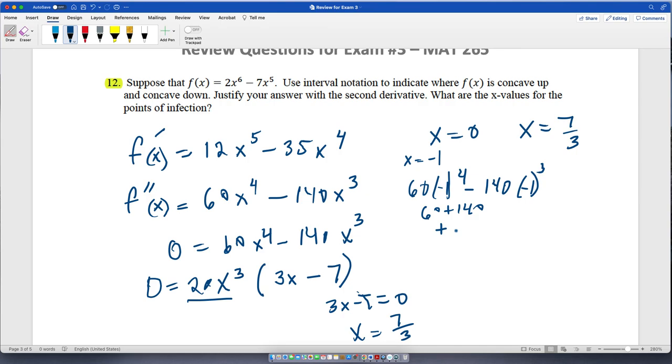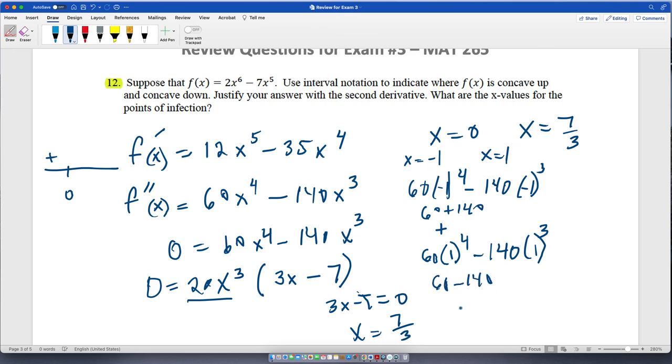Does that make sense? Here's my x-axis when x is 0. This has a positive second derivative. If I go to the right of 0, and 7 thirds is about 2 and a third, I'll look at what happens at x equals 1. When I plug in x equals 1, I get 60, 1 to the 4th, so that's going to be positive. But what happens to this 140? This is going to stay negative, so I get 60 minus 140. I get a negative value. So to the right of 0, I get a negative. I'm concave down.